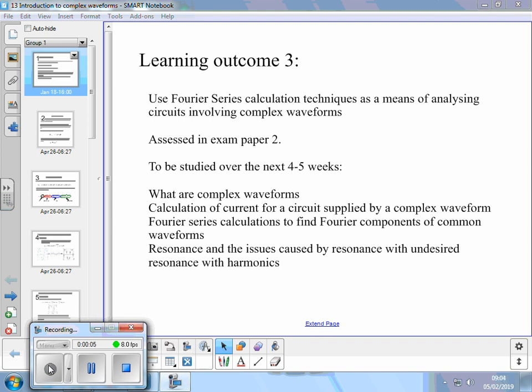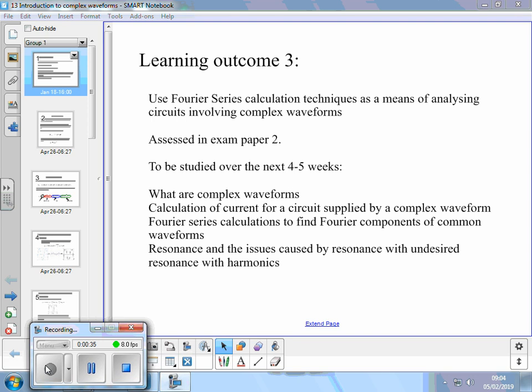As you know, we've got another examination at the end of this semester, paper 2. So what we're going to start looking at today is learning outcome 3, which is use Fourier series calculation technique as a means of analysing circuits involved in complex waveforms. Assessed in paper 2. We're going to study that over the 4 or 5 weeks, but I think this one took that long last year.